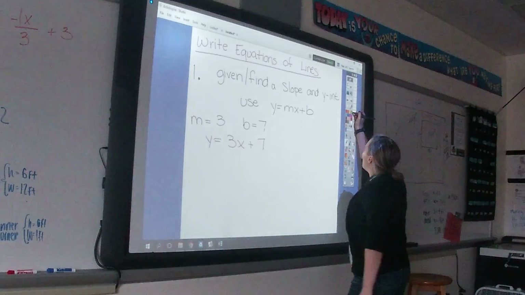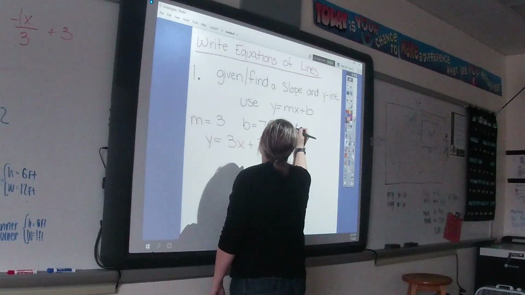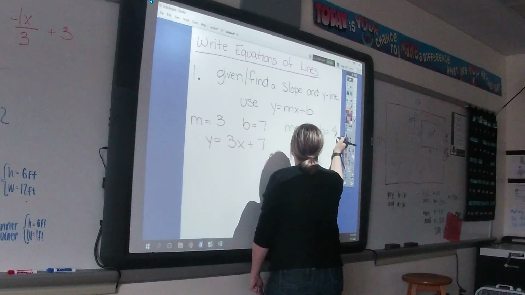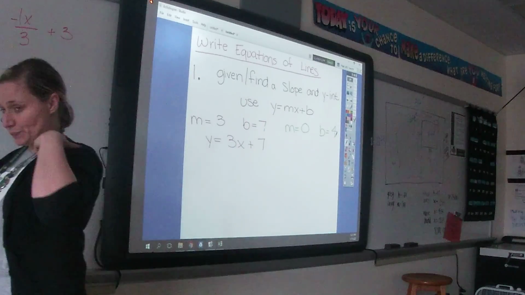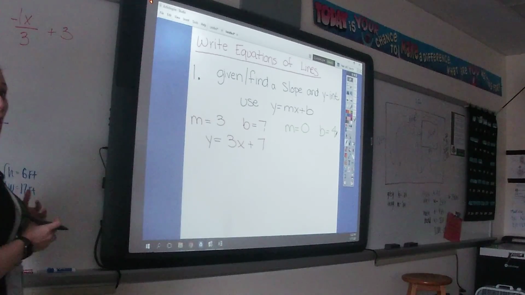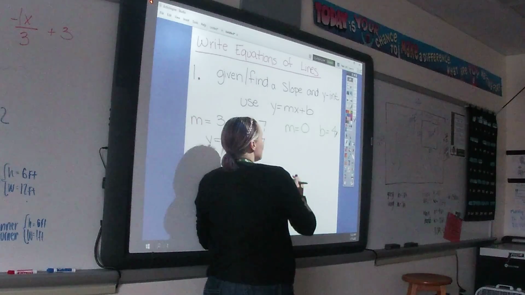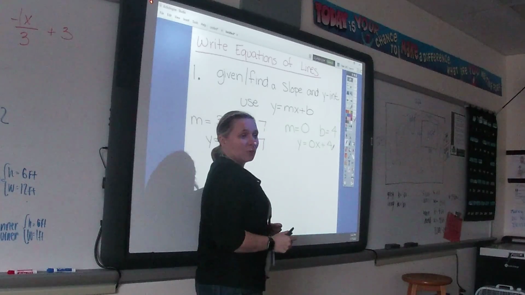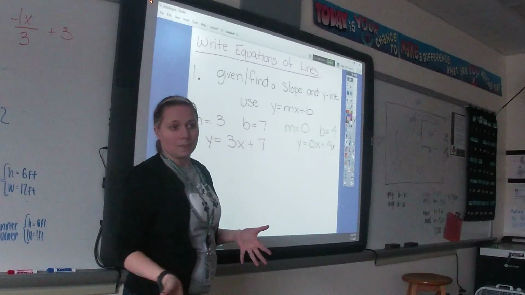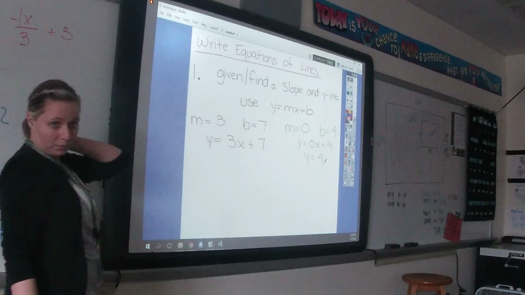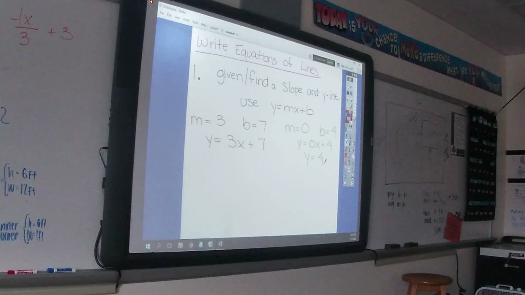Okay, what if we have m equals 0 and b equals 4? And you would have an undefined slope. No, zero. Oh, a 0 slope. And so what would we write for our equation? Y equals 4. So we could say y equals 0x plus 4, right? But do we need that 0x in there? No, so this is really just y equals 4. Are we okay on that?